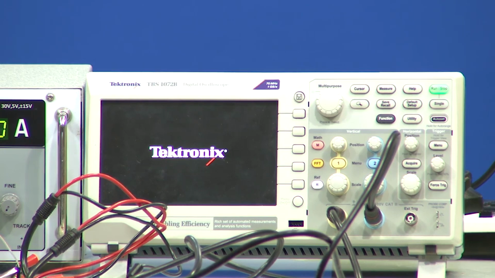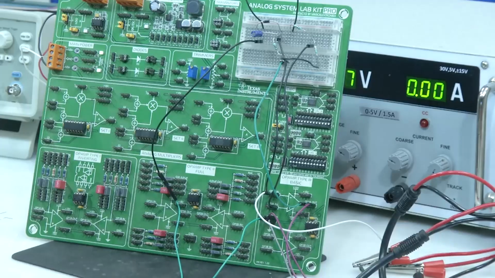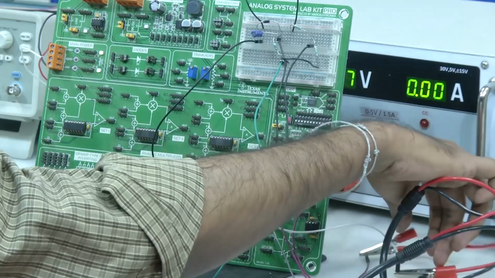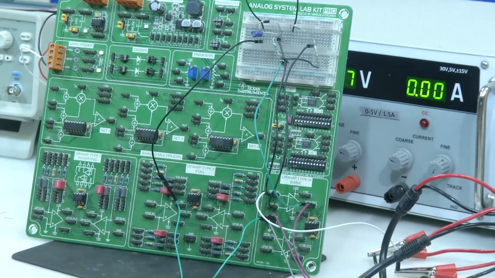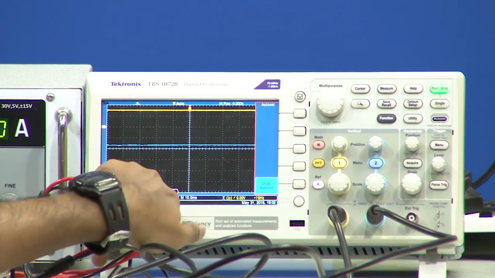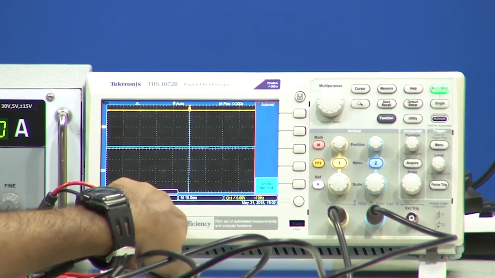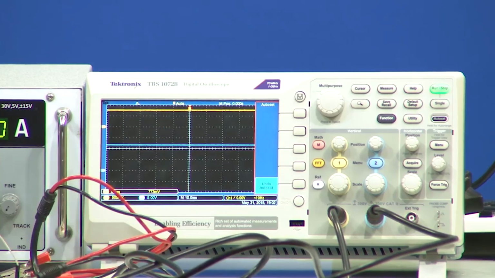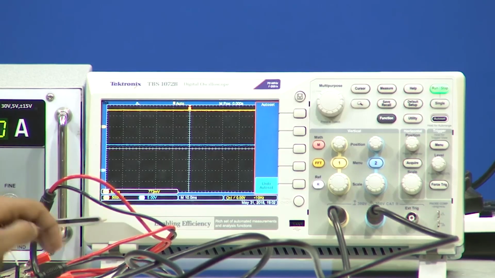But since there is a diode, it cannot go to the other state. When the output is positive, the voltage across the capacitor will be at 0.7. We can even see, when we look at the signal, the blue color indicates our output. When we see the scale, 1 box is equal to 5 volts.